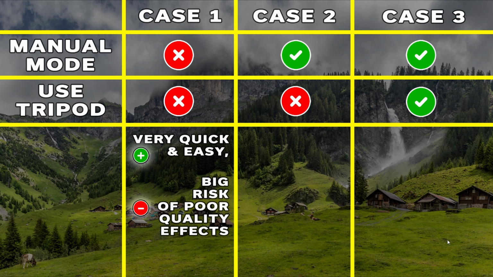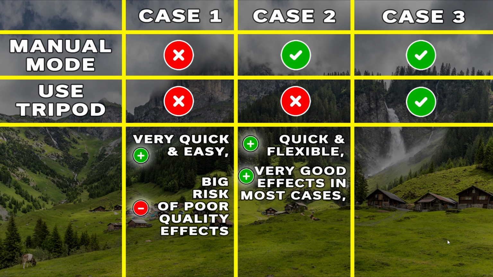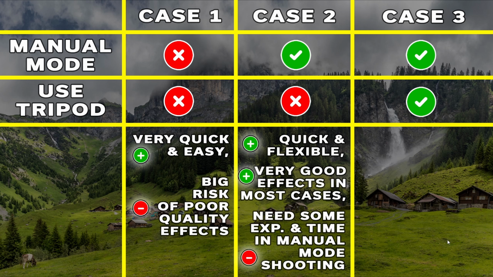Case 2. Case 2 is if you are using manual mode, but you are not using a tripod. From my point of view, this is a very interesting option. It is quick and flexible, especially as you don't need to carry your tripod. And this is really very good for many situations, maybe even for most cases. There is a small disadvantage of that case. You need to have some experience in manual mode shooting, and also once you are in the field, you need to spend some time to set up manual. But this is really good for most cases, in my view.